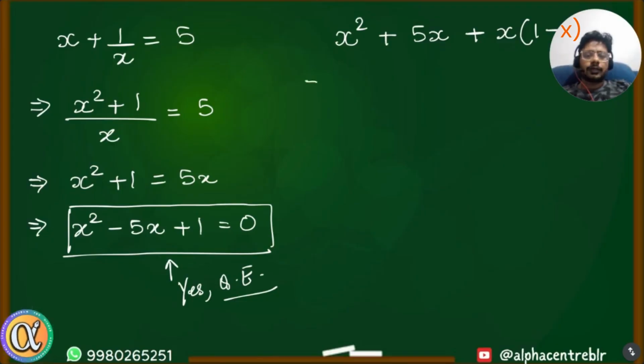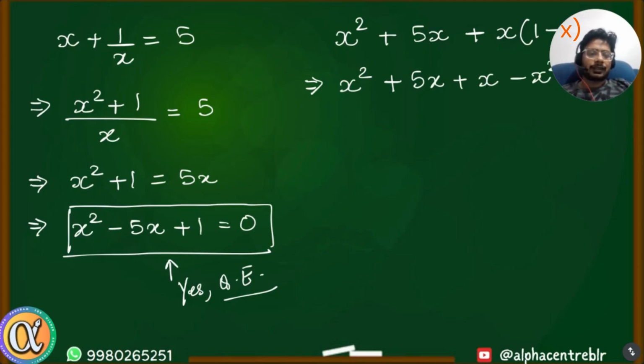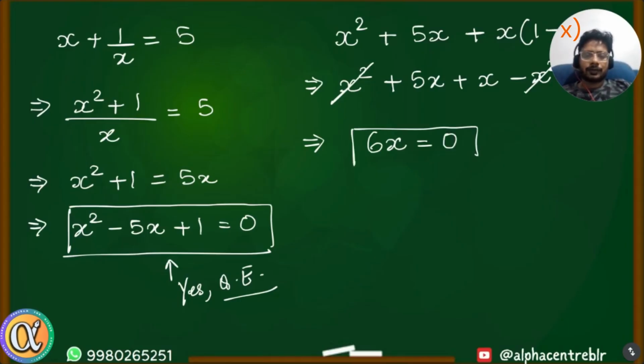Yes, sir. Let's try to simplify because this is not given in the standard form. So we'll simplify it to x² + 5x + x - x². When you expand the bracket in the third term, we get x - x² = 0. Now if you observe carefully, x² and x² get cancelled. So we are only left with 5x + x = 6x = 0. Is this a quadratic equation? No. So it's not a quadratic equation.